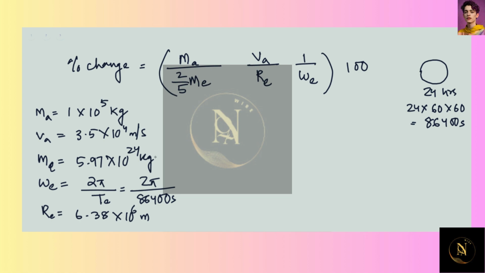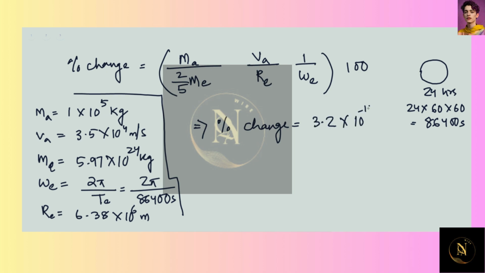Now we can plug all these values into this equation and solve, multiplying by 100. If you do that, you will get the percentage change in angular velocity after collision to be equal to 3.2 times 10^-16 percent. So this is the percentage by which the angular velocity of Earth has changed after colliding with the asteroid.